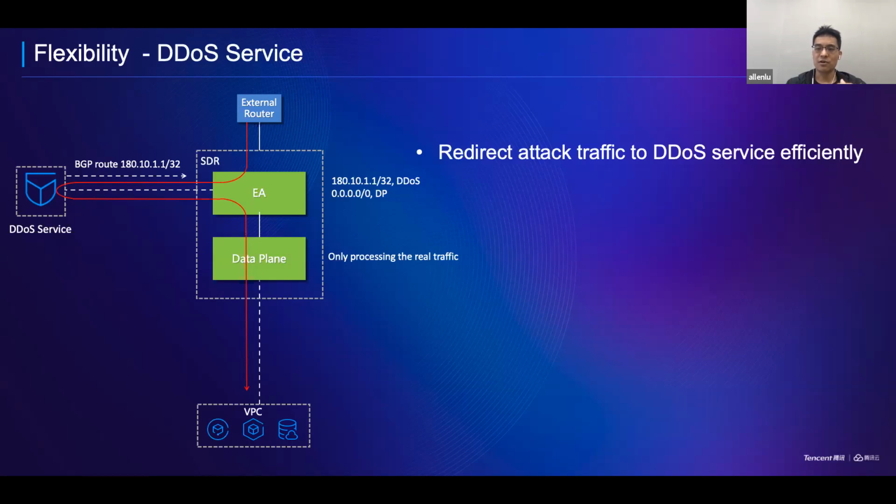And for the outbound traffic, EA still works at the layer 2 network. By leveraging the flexibility of server-based programming and standard function of commodity switch, we're able to build a flexible and robust DDoS service for our customers.